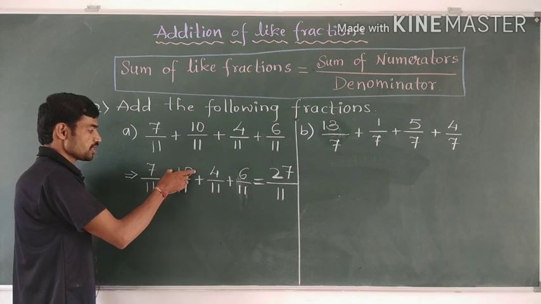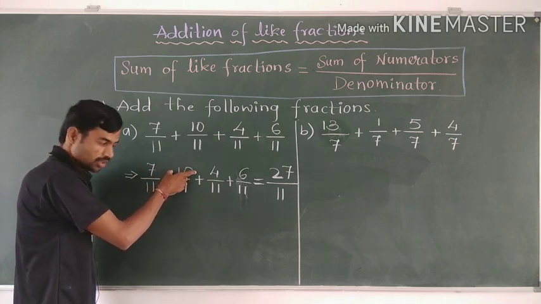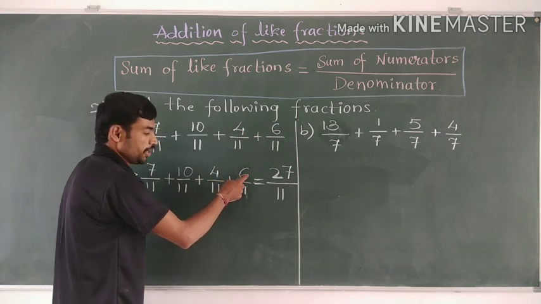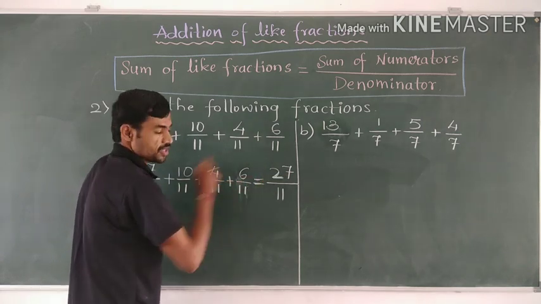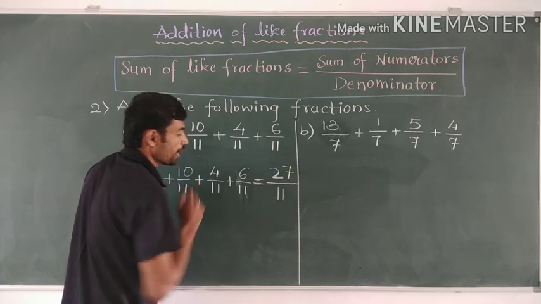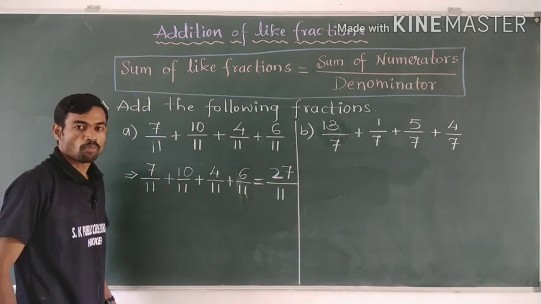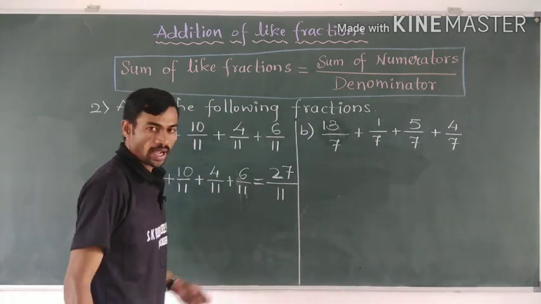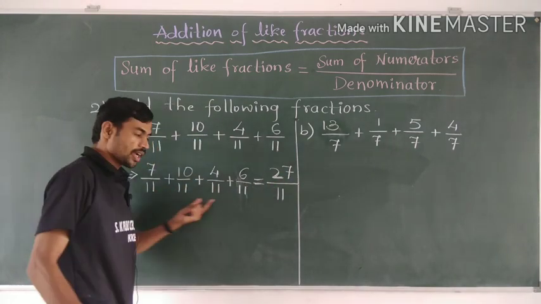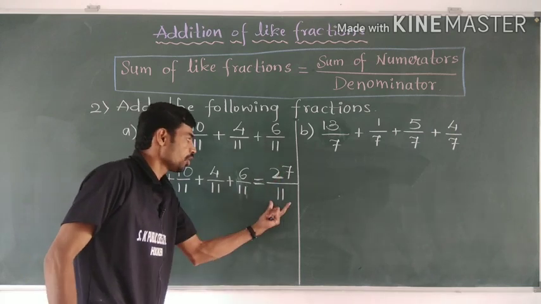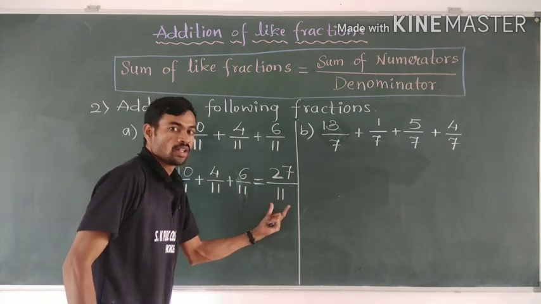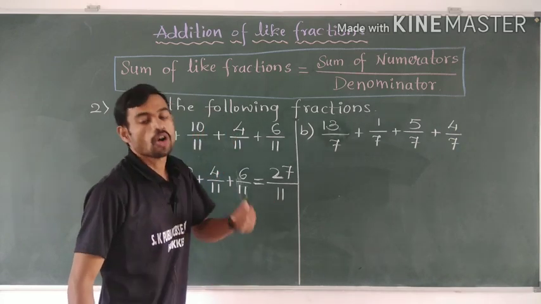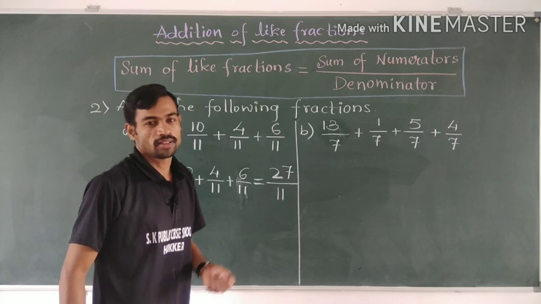Correct? So 7 plus 10, 17. 17 plus 4, 21. 21 plus 6, 27. 27 by 11 is the sum of the given fractions. So here they have given all like fractions, and the sum we got is 27 by 11. So is this fraction improper, proper, or mixed?